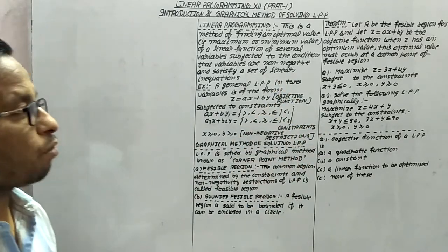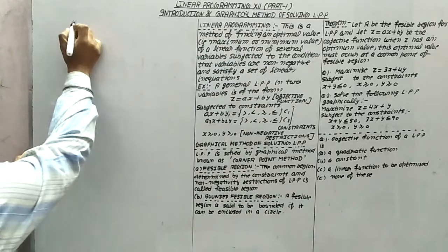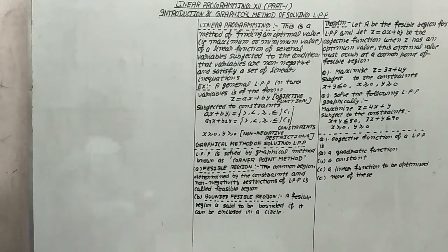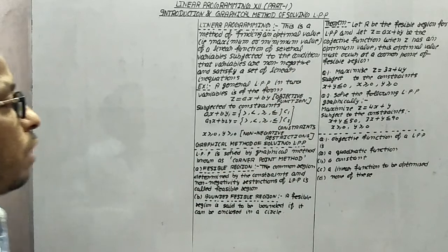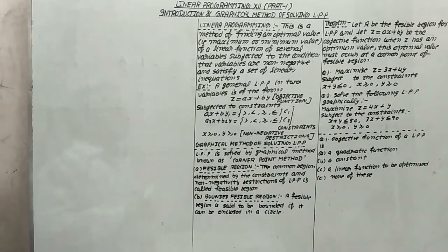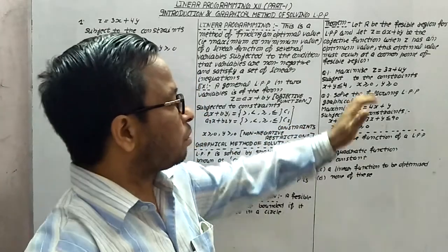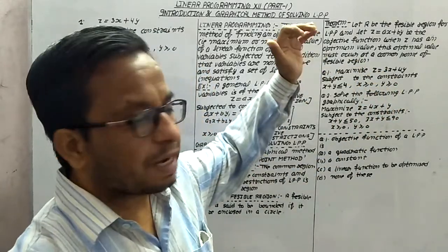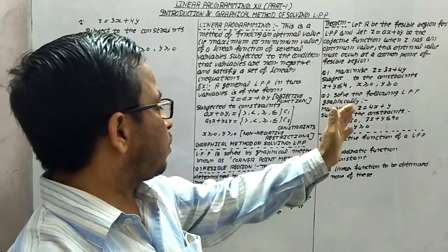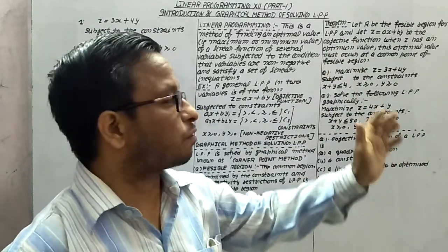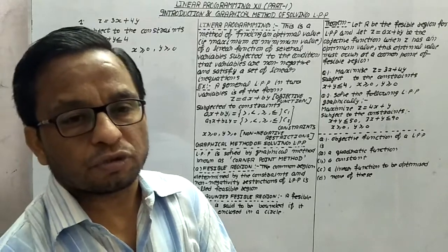So let's start with question number 1 to solve all this. Look at this. In question number 1, they are saying maximize z equals 3x plus 4y subjected to the constraint x plus y less than or equal to 0, where x greater than or equal to 0 and y greater than or equal to 0. So in this question number 1 there is a correction also. This constraint is x plus y less than or equal to 4, and these are the non-negative restrictions, x greater than or equal to 0 and y greater than or equal to 0.